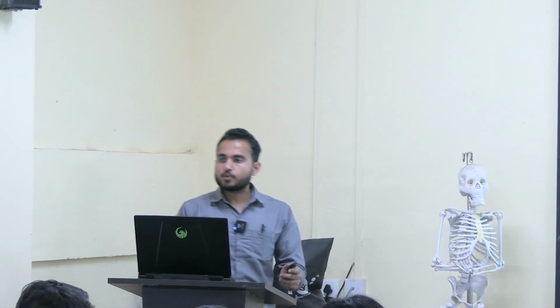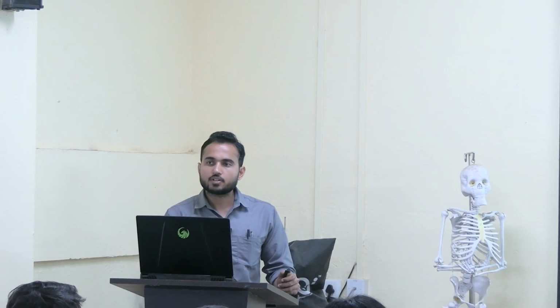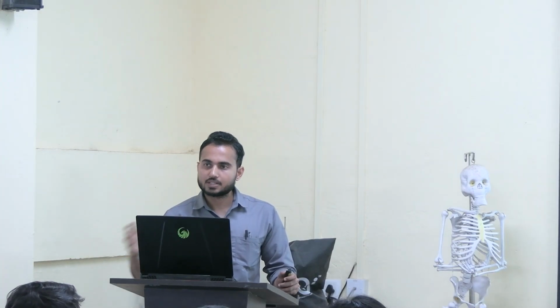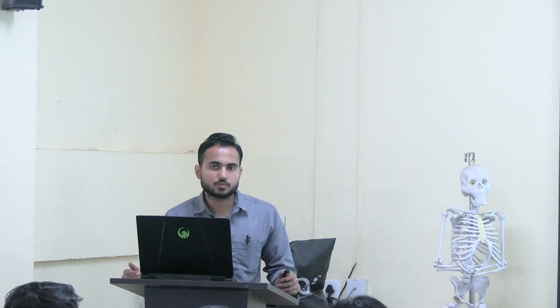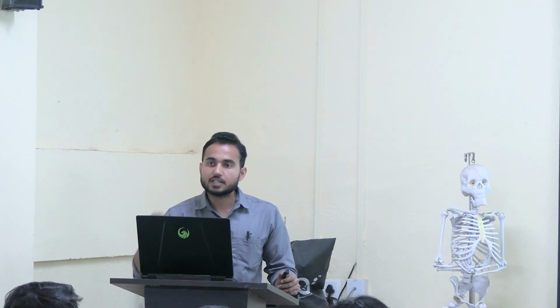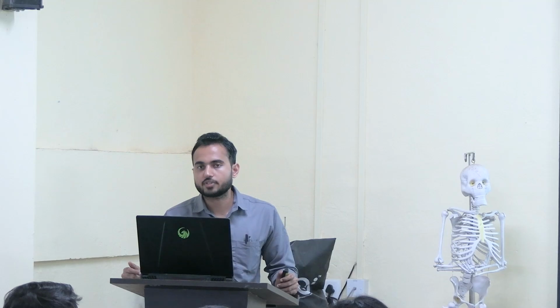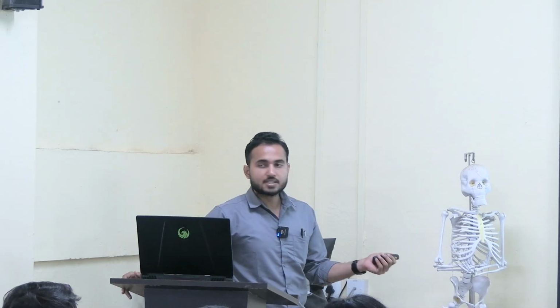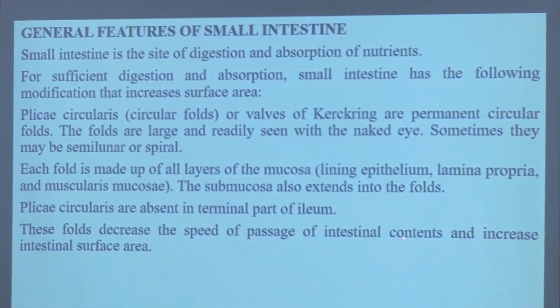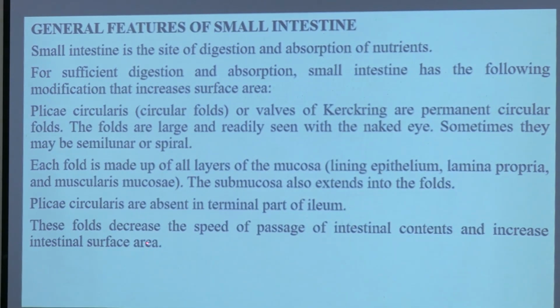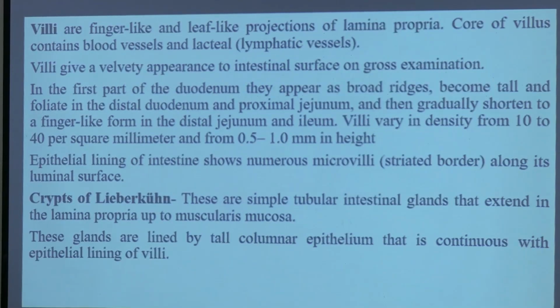Next, as I said, if you go from duodenum to jejunum and then ileum, some changes take place in the folds. In the terminal part of the ileum those folds are absent, and in the first few centimeters of duodenum those folds are again absent. Now what is the important function? These folds decrease the speed of passage of intestinal content and increase the intestinal surface area, which is required for absorption. That's why these folds are present.